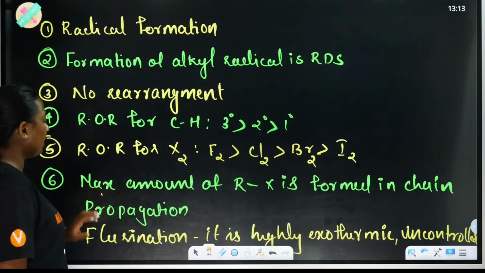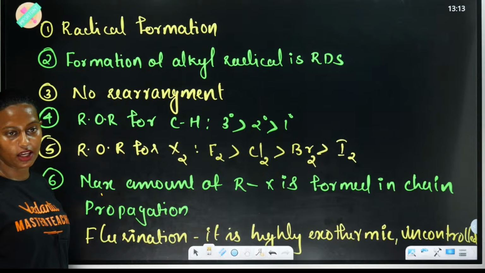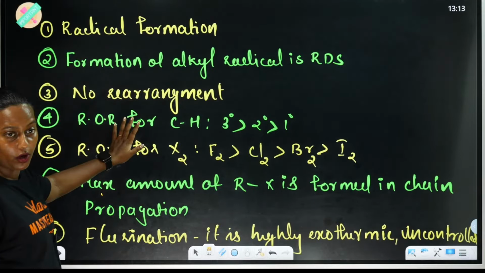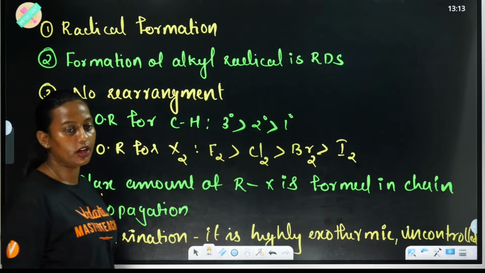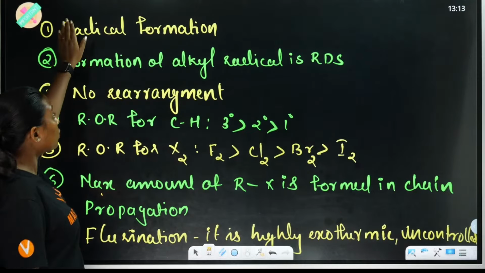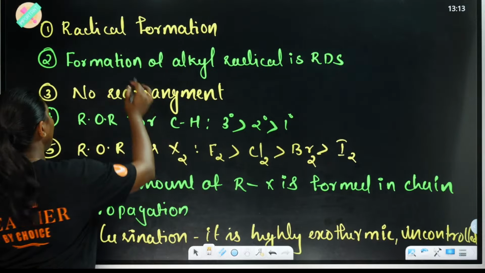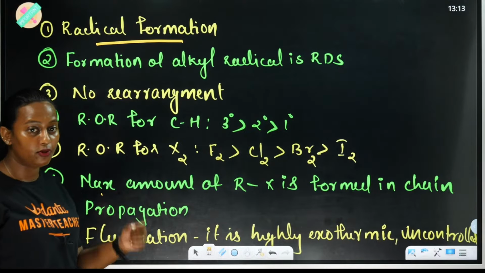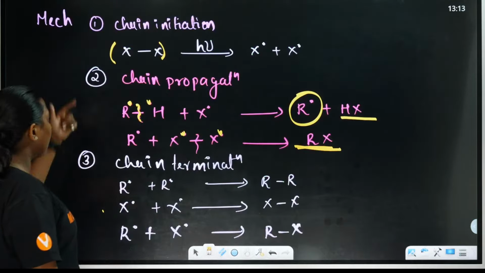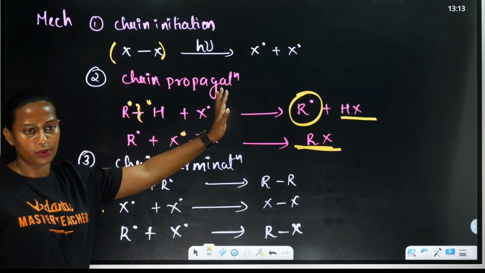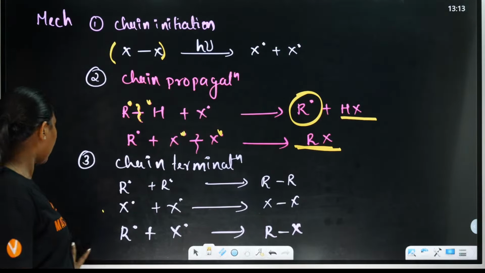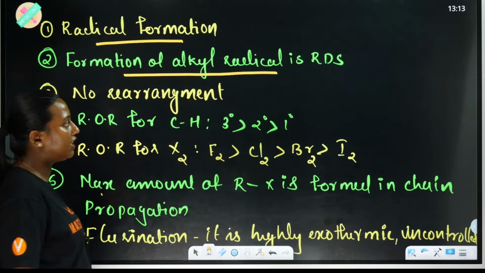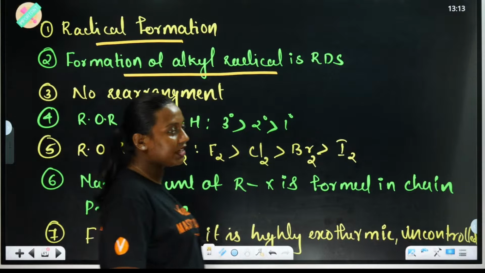In the mechanism of the reaction, there are some important points. Hi Dikshita. Yes, Hari Prashant, very good. The first one is radical formation, which is very important. Here a free radical is forming, that is radical formation. Next, formation of the alkyl free radical: what is the RDS?